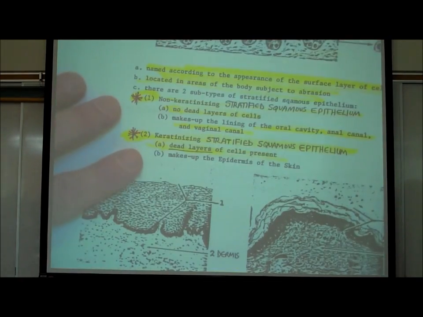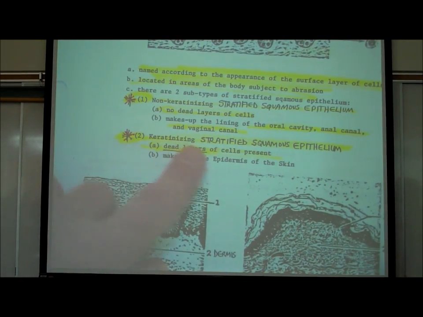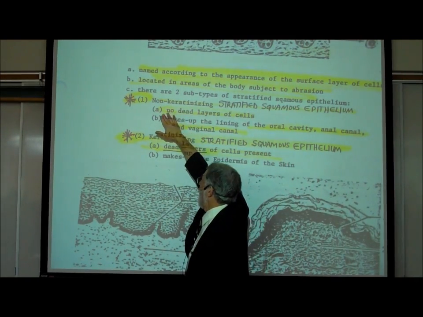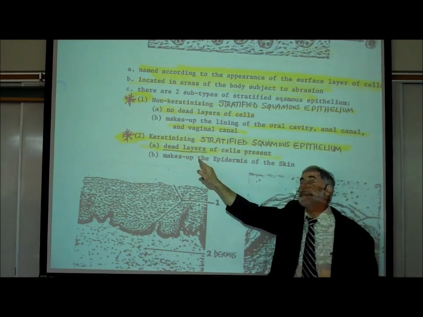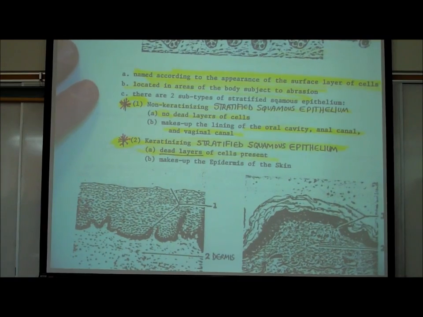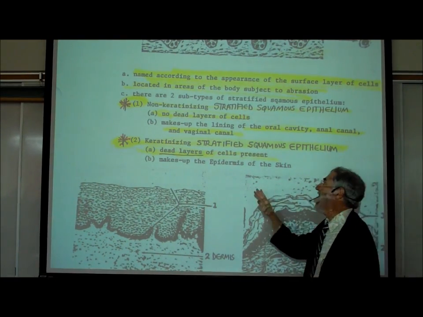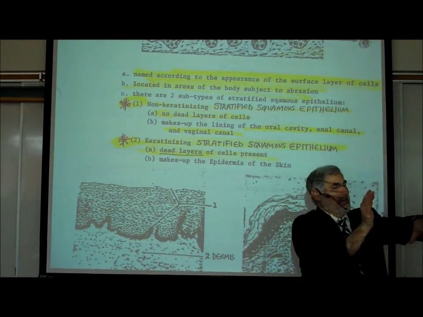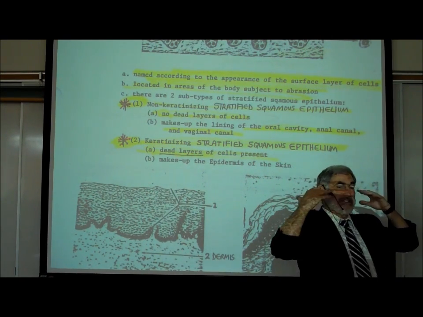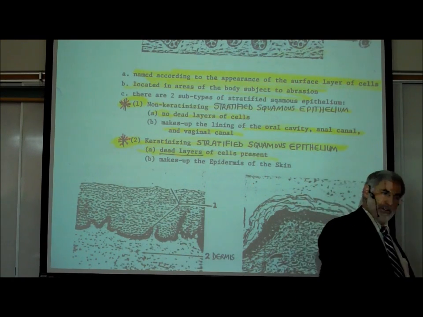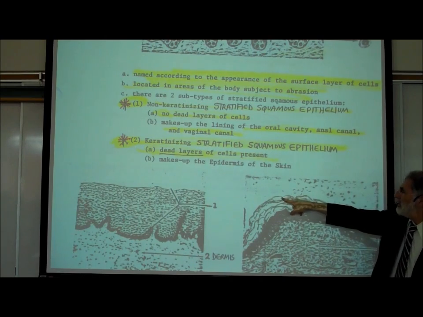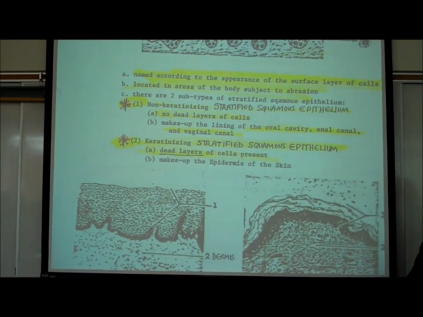Now, a second type is called keratinizing stratified squamous epithelium. Keratinizing, in contrast to non-keratinizing, means there are some dead layers on the top surface. This is the tissue that makes up the outer epidermis of our skin. So the skin all over your arms, all over your face, all over your body, that's keratinizing stratified squamous epithelium. The top layers of cells are dead and sloughing off.